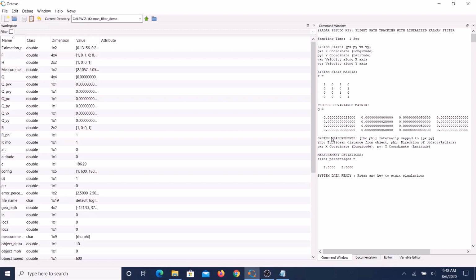But this time the system measurements are going to be the radar measurements, but they will be internally mapped to the x and y coordinates by the system. So from outside the system, we are using the distance and angle as the measurements. However, internally they will be mapped to the xy coordinates. And now we will see the results of this method.